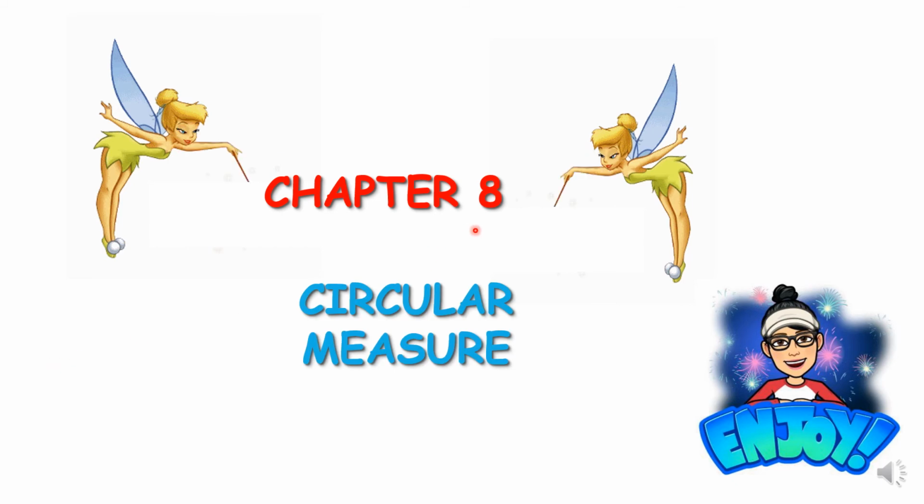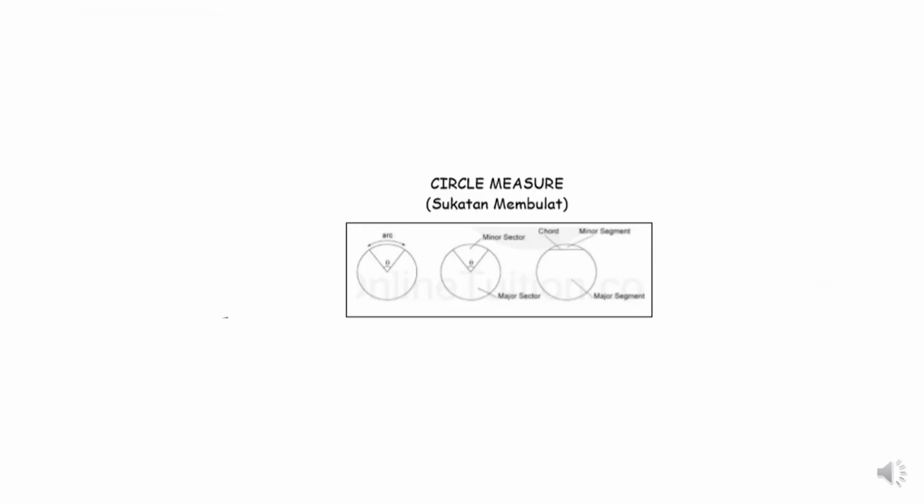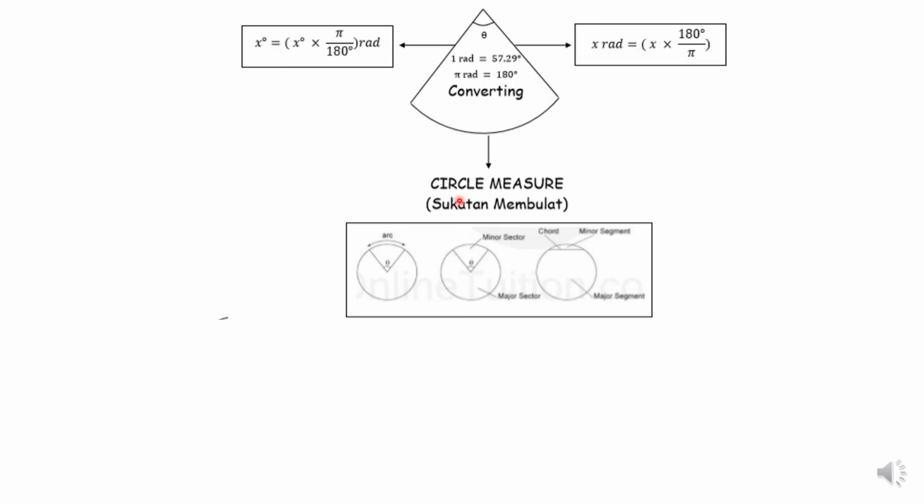Chapter 8. Circular Measure. For circular measure, you need to recall the properties of a circle such as arc, minor sector, major sector, chord, minor segment, major segment. First of all, you need to know how to convert angle in degree into radian, and angle in radian into degree. 1 radian is equal to 57.29 degrees. And pi radian is equal to 180 degrees.